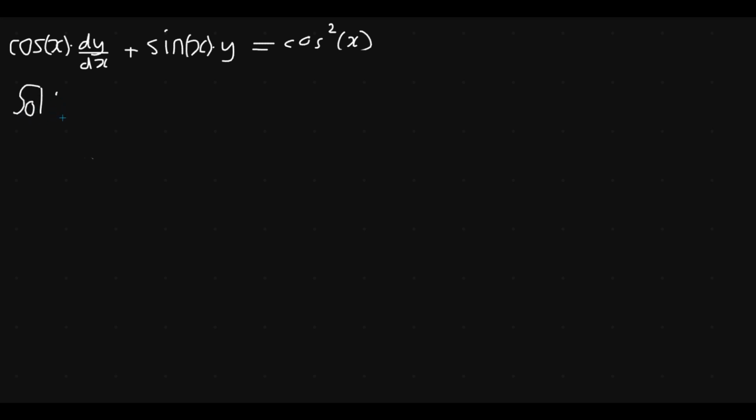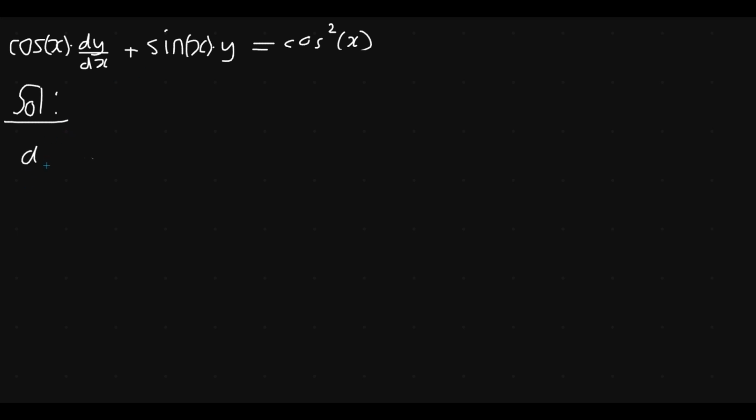And first of all, we're just going to divide out by cosine x. We're going to divide by cosine x because we have a cosine x here, we have a cosine x here, and we have a sine here. So sine x over cosine x will give us tangent x. So that's pretty nice. So we're going to divide out by cosine x.